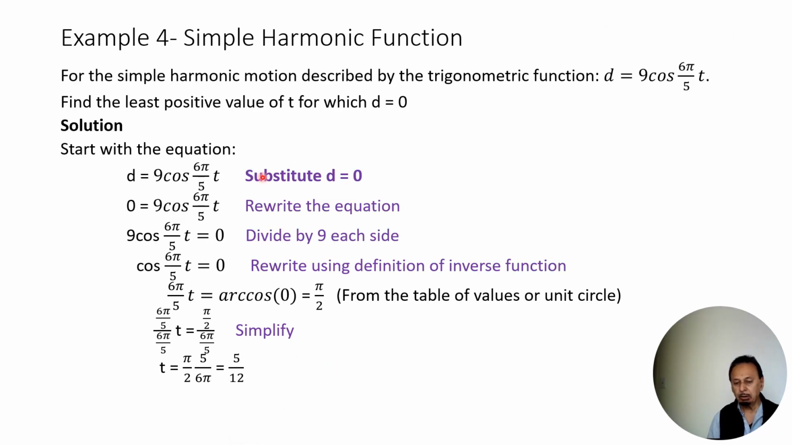Example 4. For the simple harmonic motion described by the trigonometric function d equals 9 cosine 6 pi over 5 times t, find the least positive value of t for which d equals 0. So what do you do? Set d equals 0. Then the equation becomes 0 equals 9 cosine 6 pi over 5 times t. Rewrite the equation: 9 cosine 6 pi over 5 t equals 0.